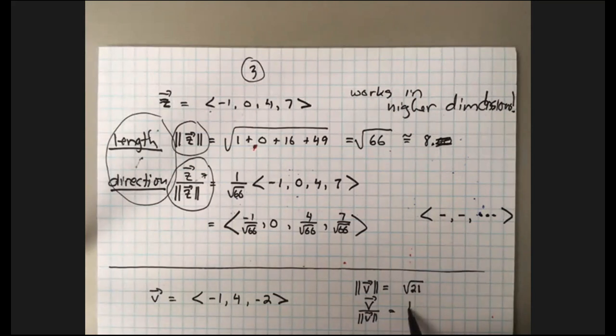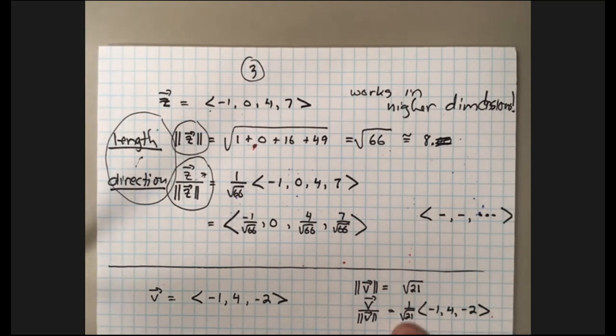You just say, for short, 1 over root 21, -1, -4, -2. Now that is a shorthand. I'm allowing you to write that scalar. Oh, by the way, this operation is called scaling.